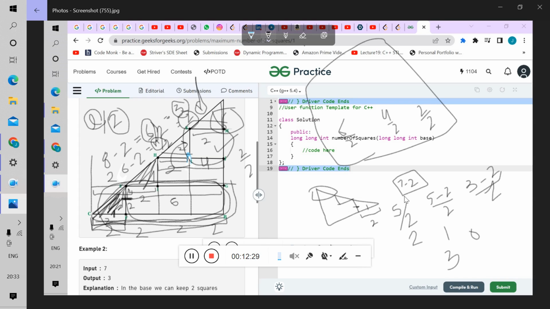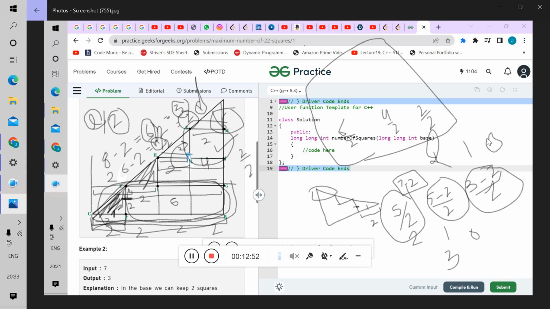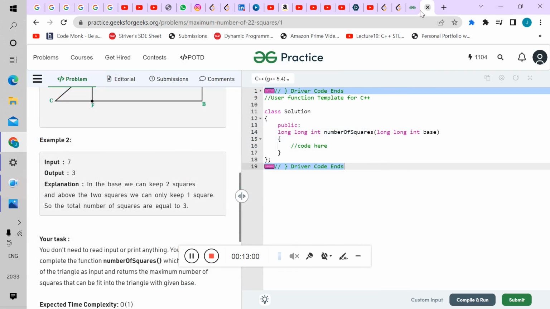You are also observing a pattern here. It is 5 upon 2, then 3 upon 2, then 1 upon 2. So it is an AP in the numerator, decreasing by 2 at every step, because you are given 2 cross 2 squares, right? If I divide it, I get 2, then 1, and then 0. So if I divide the numerator and denominator, it is also following an AP, right? I hope you understand the approach. So let's see the code. I will explain that in the code pretty well.